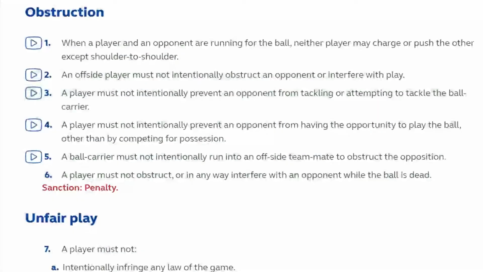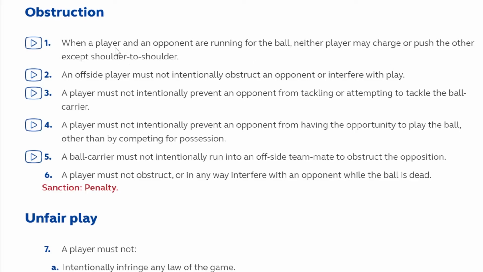So we're going to take a quick look at the laws for an obstruction. When a player and an opponent are running for the ball, neither player may charge or push the other player except shoulder to shoulder. Now, I don't think that's relevant here. It might be somewhat, but we'll come back to that if it is. An offside player must not intentionally obstruct an opponent or interfere with play. Now this might be something to come back to here. A player must not intentionally prevent an opponent from tackling or attempting to tackle a ball carrier. I don't think that's particularly important at this point. A player must not intentionally prevent an opponent from having the opportunity to play the ball other than by competing for possession. That's not important here. A ball carrier must not intentionally run into an offside teammate. That's not important. And the last one is for if the ball's dead. So these are kind of the important ones.